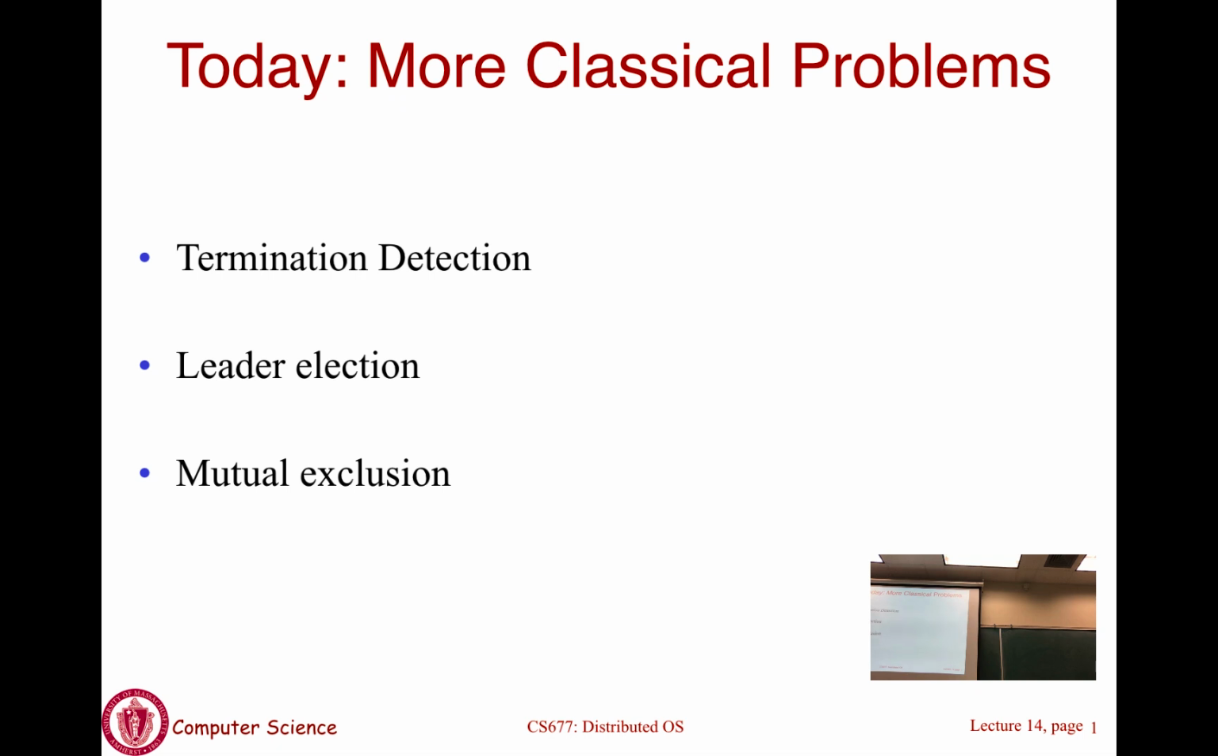Okay. And then for much of the class, we are going to talk about leader election and mutual exclusion. So mutual exclusion is how do you do a distributed lock. How do you implement a lock when you have a distributed system. And then leader election just says how do you pick a coordinator process or a master process dynamically. Okay. So that's what we are going to do today.